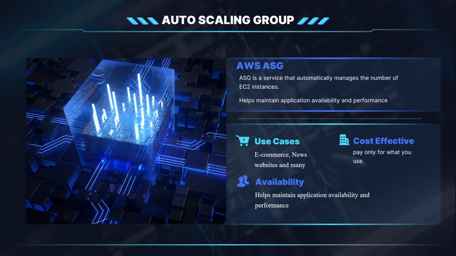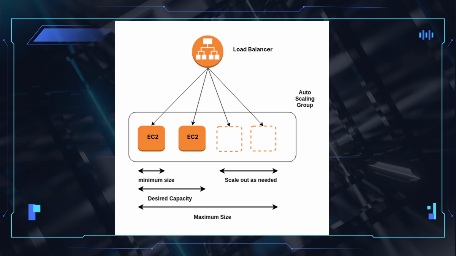So let's understand how an auto scaling group actually works. I have a diagram for that. This is the simplest diagram for understanding an auto scaling group. Let me explain. On the top we have a load balancer and you can see a rectangular box. Inside this rectangular box we have four small boxes. These are basically servers, and the big rectangular box is the auto scaling group.